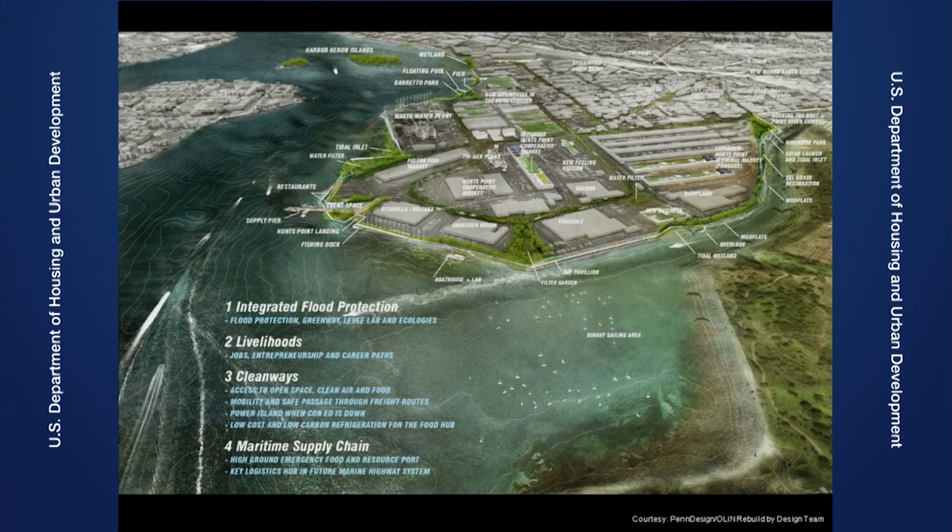So in response, the Penn Design Olin team also took an integrated approach to flood protection and resilience. In addition to providing flood protection, the team recognized the need to also restore ecological systems, create job opportunities for the local workforce, and improve public health conditions, as well as capitalize on the ability to serve as a maritime supply chain hub.